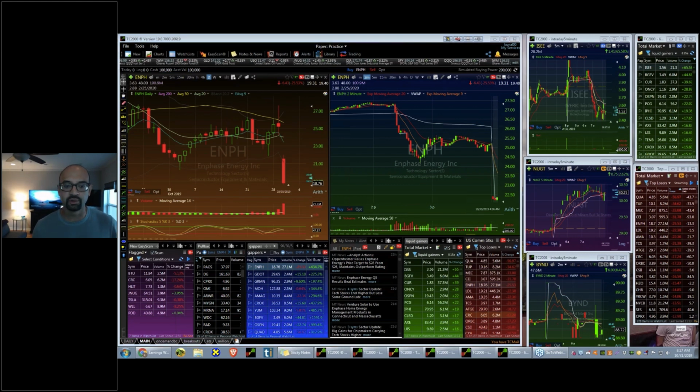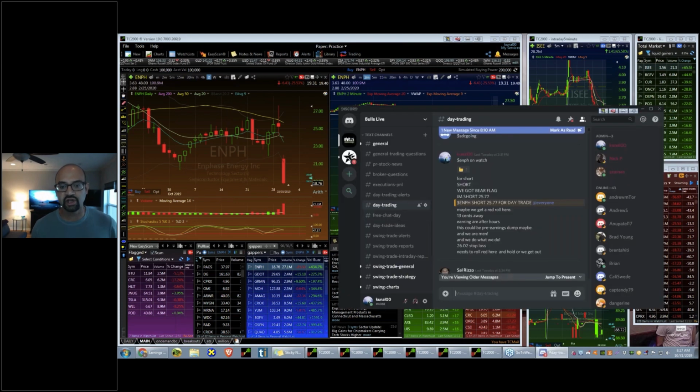So all I'm doing, as we're trading in the chat room, is looking for a bear flag. I end up shorting at 25.77 for a day trade. I know that the red to green, which is when the stock goes from green to red, meaning it's down on the day, is only 13 cents away. So I know that'll trigger a secondary ad. Around 25.50, I can even double up.